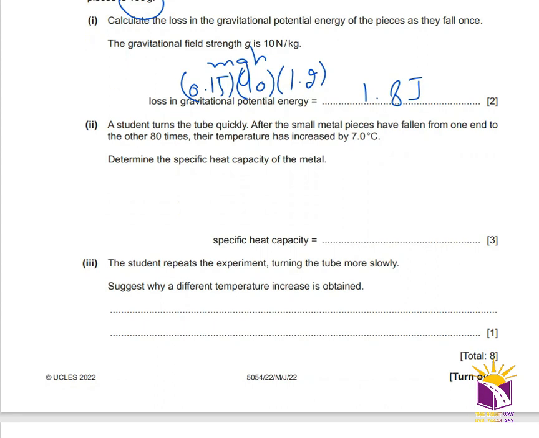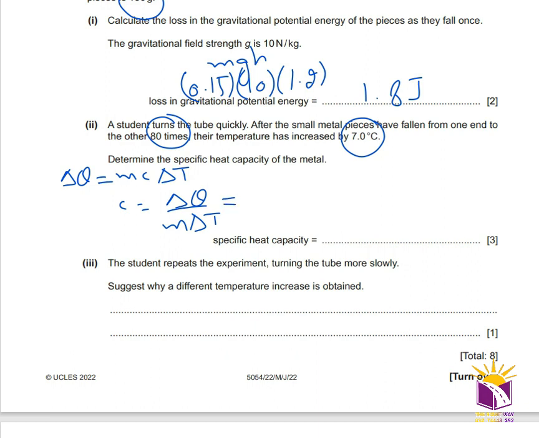Part C. A student turned the tube quickly after the small metal pieces have fallen from one end to the other. This process is repeated 80 times. Their temperature has increased by 7 degrees centigrade. Determine the specific heat capacity. Specific heat capacity will be equal to: delta Q is equal to mc delta T, and c will be equal to delta Q by m delta T.